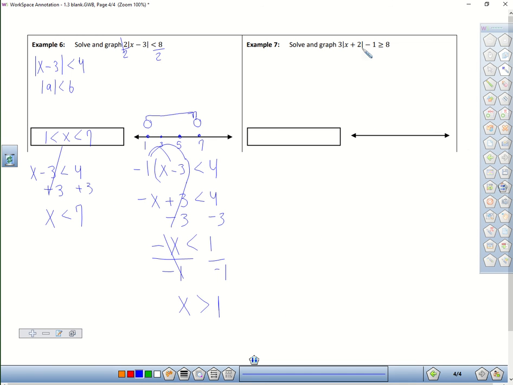So let's go ahead and try the next one. So the first thing we always want to do is isolate our absolute value by solving for the absolute value. So we get 3 times the absolute value of x plus 2 is greater than or equal to 9. Divide both sides by 3, and we get absolute value of x plus 2 is greater than or equal to 3. So that means we have the absolute value of A is greater than or equal to B. So let's see what scenario that is.